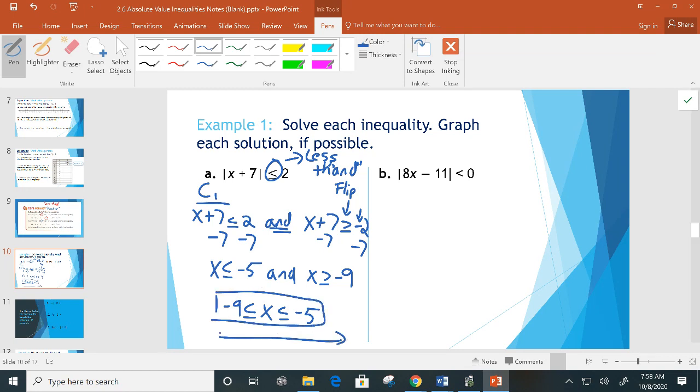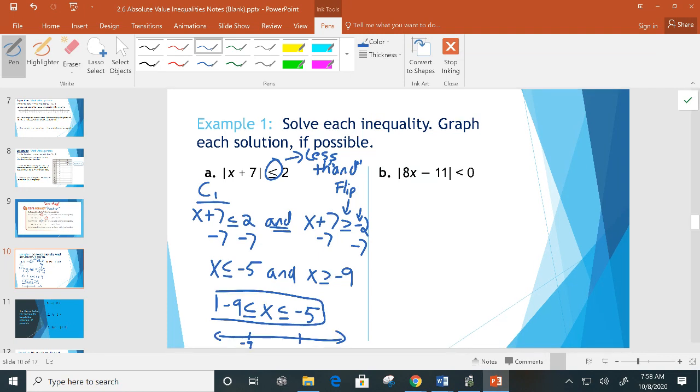It's an and inequality, so I know I'm going to shade in the middle. Negative 9 is here. Negative 5 is here. Closed circle at both. Shade in between. And there's our solution there. Now let's look at the second example. The second example says the absolute value of 8x minus 11 is less than or equal to 0. Or sorry, less than 0.